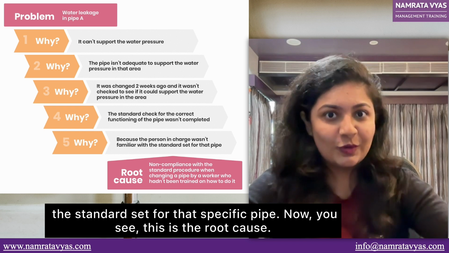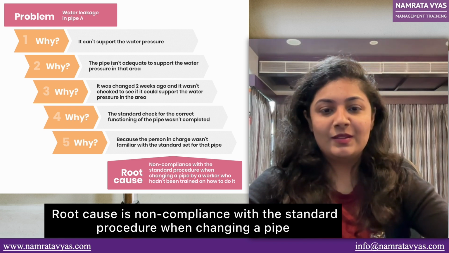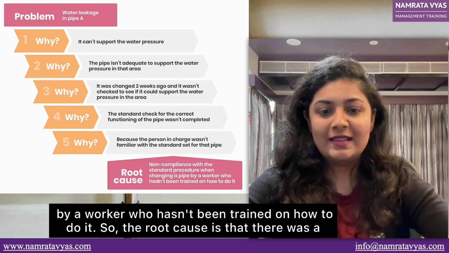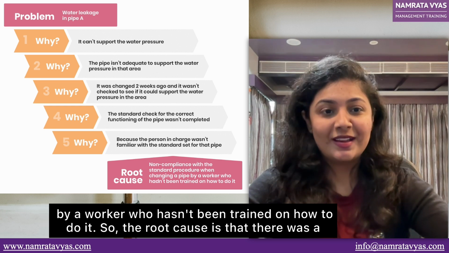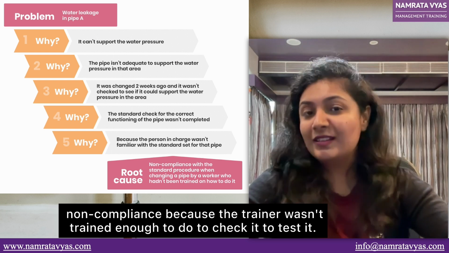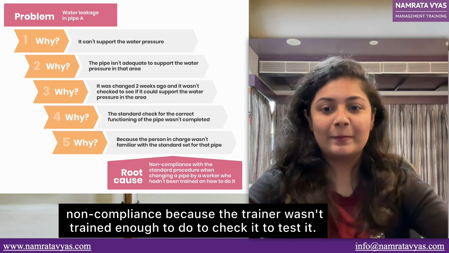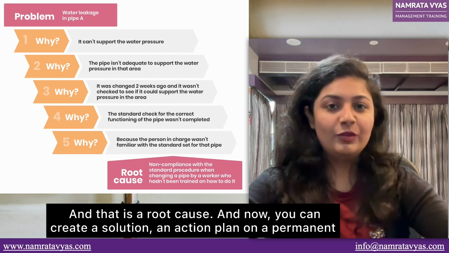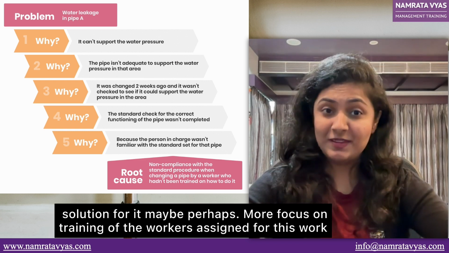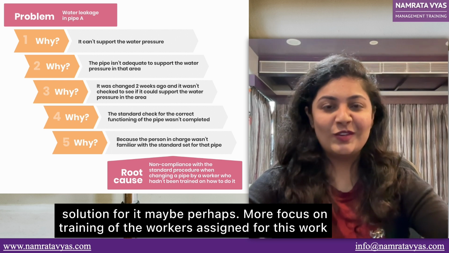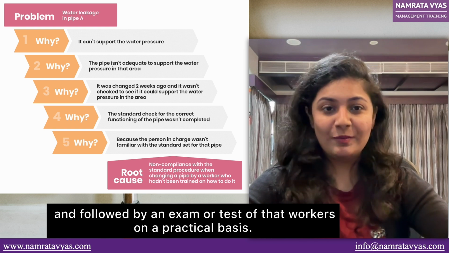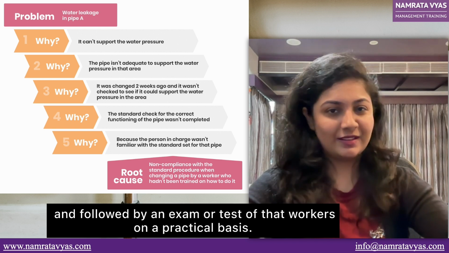Now, you see, this is the root cause. The root cause is non-compliance with the standard procedure when changing a pipe, by a worker who hasn't been trained on how to do it. So the root cause is that there was non-compliance because the worker wasn't trained enough to check it, to test it. And that is the root cause. And now you can create an action plan for a permanent solution for it. Maybe more focus on training of the workers assigned for this work, followed by an exam or test of those workers on a practical basis.